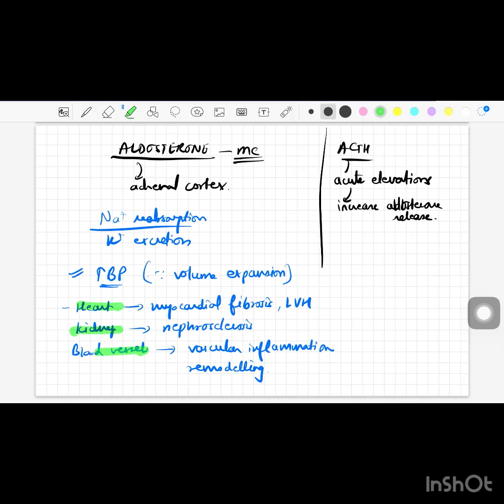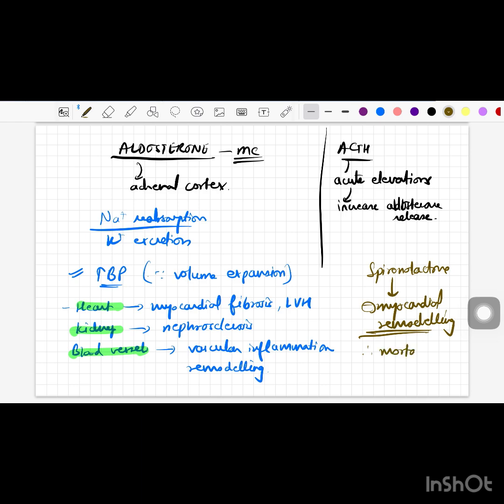So these are the actions of aldosterone over different organs where its receptors are present, and hence when we use an aldosterone antagonist, that is spironolactone, it impairs myocardial remodeling, so it inhibits myocardial fibrosis. Myocardial remodeling is inhibited and hence it has mortality benefit in heart failure patients. So this is a clinical aspect of the RAS system.